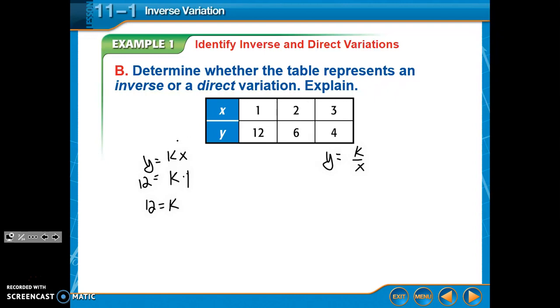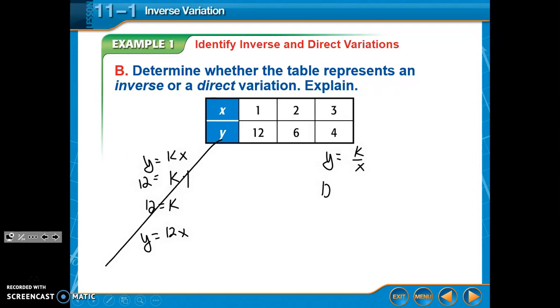So if this was the equation y equals 12x, putting in 12 for k, does it work for this? If I do 2 times 12, do I get 6? No. So I know it's not going to be direct variation, but I want to check and see if it's going to be inverse.